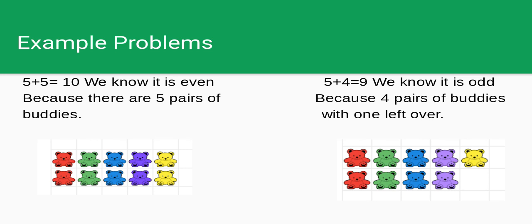Example problems. 5 plus 5 equals 10. We know it is even because there are 5 pairs of buddies. 5 plus 4 equals 9. We know it is odd because there are 4 pairs of buddies with 1 left over.